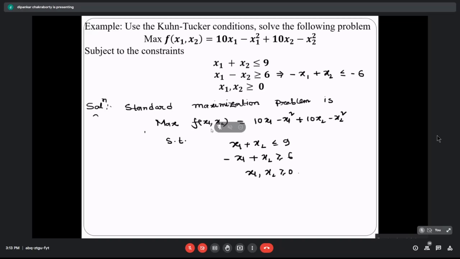What do you need to check? Whether the objective function is concave or not, right? So basically you have to check whether the Hessian matrix is negative definite for all possible x1 and x2 or not, and obviously the constraints are linear functions, so they fit both ways, convex as well as concave. Here, the standard maximization problem is minus x1 plus x2 less than or equal to minus 6, right?